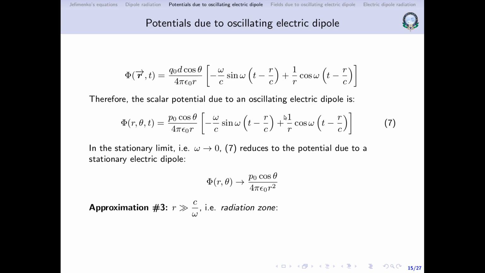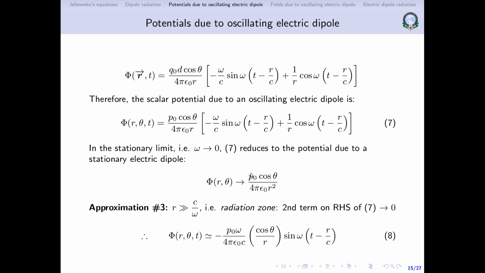Look at what is coming in the denominator. The first term varies as 1 by r, and the second term varies as 1 by r square. If you remember, in the third approximation, that is the radiation zone, we are going to neglect all the terms which vary as 1 by r square. Because the second term varies as 1 by r square, in the radiation zone the second term becomes negligible. So as a result, only the first term remains.